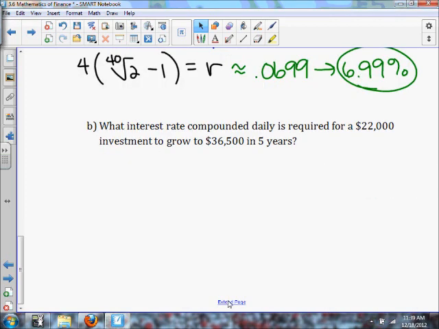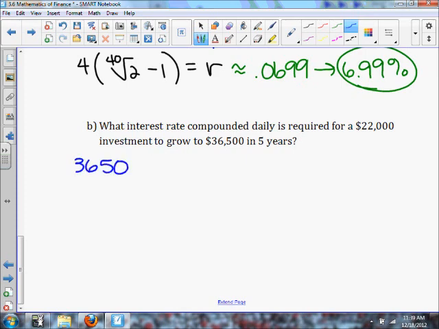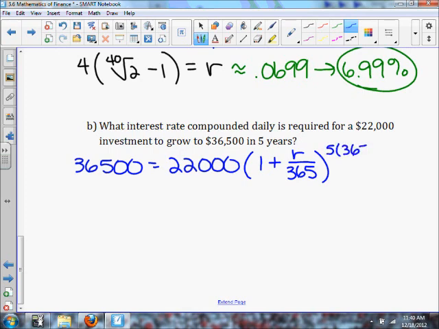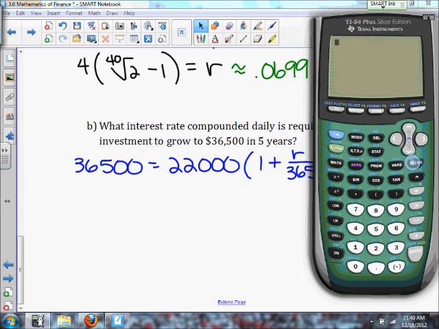All right, what interest rate compounded daily is required for a $22,000 investment to grow to 36,500 in 5 years? So I have 36,500 equals 22,000 times 1 plus r over 365 to the 5 times 365. What we want to do here is take 36,500 divided by 22,000, and you get this crazy decimal, right? Now, I would suggest pressing math, enter, enter. That will put it into a fraction of 73 over 44.